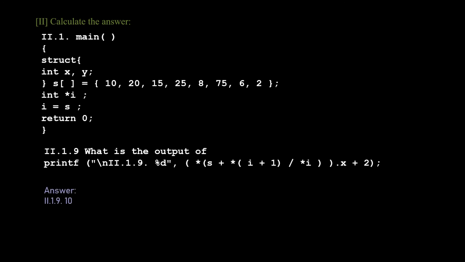Let's see the output. Output is 10. So let's see how it is 10. So *(I+1) is nothing but 20. So 20 divided by 10, which is 2. So (s+2).x. So s[2].x. So s[0] is 10, s[1] is 15, s[2] is 8, .x is also 8. 8 plus 2 is 10. See the next question.